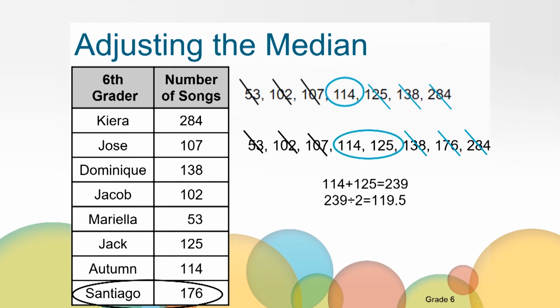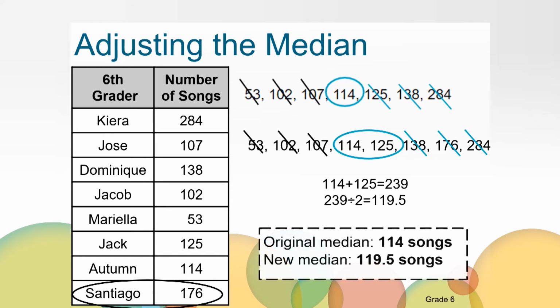Kira found that the sum was 239. 239 divided by 2 was 119 5/10. The median is 119 5/10 songs. So let's talk about how the median was impacted. The original median was 114 songs, and after we added Santiago's data, it increased to 119 5/10 songs. Why do you think that is?